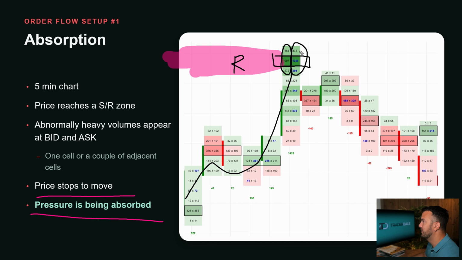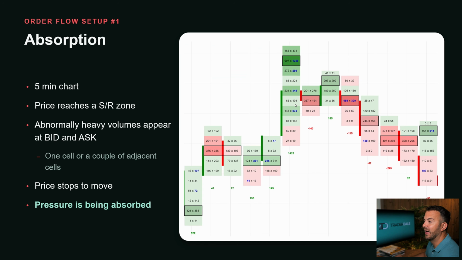That's a confirmation for you that sellers are jumping in and you go short, right? You enter your trade. That's the confirmation. So in short, you're looking for heavy volumes both at bid and ask at your support or resistance level. That's your absorption. Now, people often ask me, what's abnormally heavy volume?